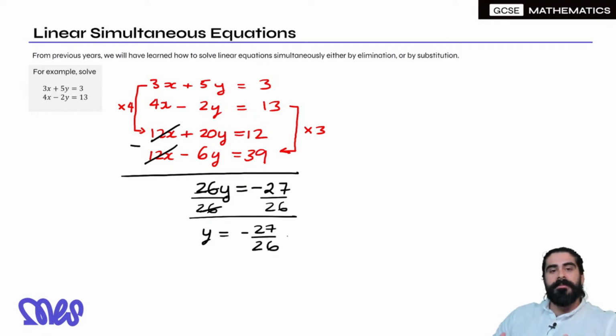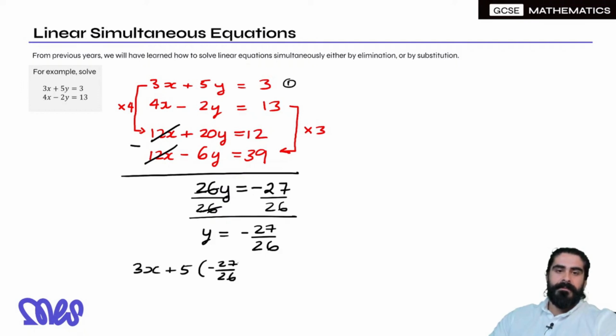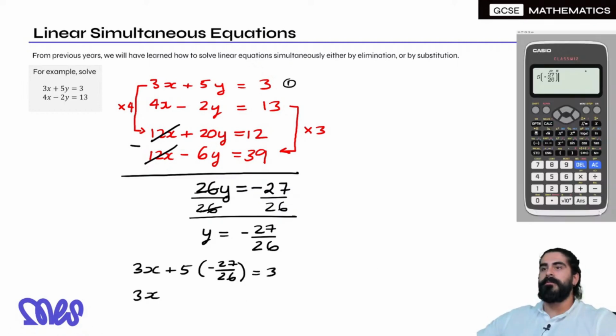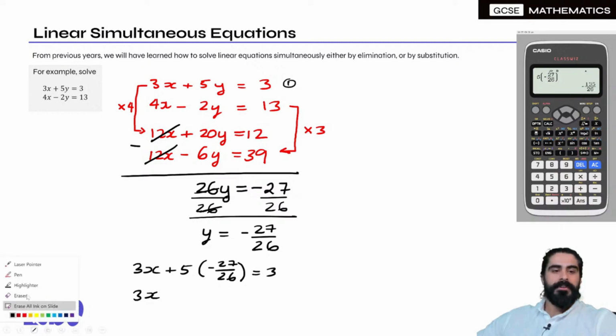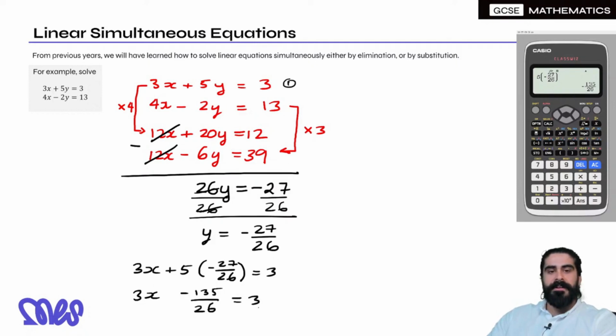Then what we do is we substitute that y value into any of the equations to find out what x is. I think it's easier to put into the first equation. Yeah, so we'd have 3x plus 5 lots of y equals 3. And then we want to do 5 times this number. I think it's fine for us to put this in the calculator. Fractions knowledge. So we got minus 135 over 26 equals 3. Then we'll add that to the other side.